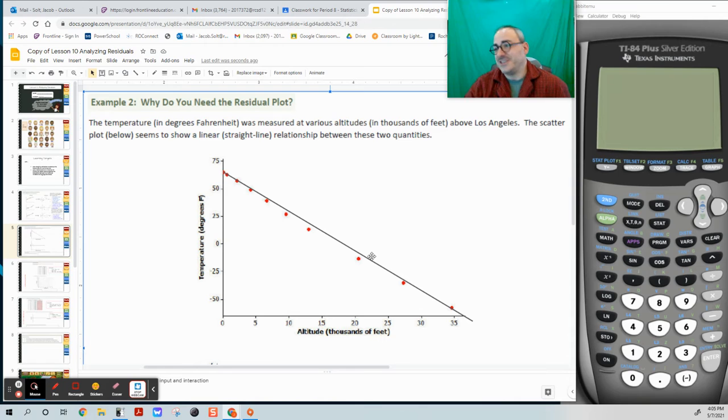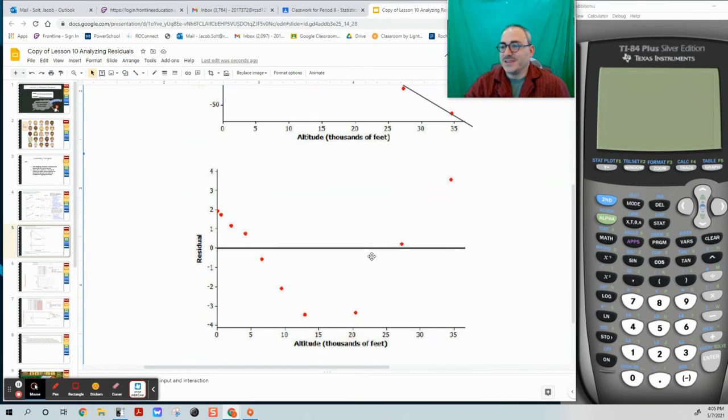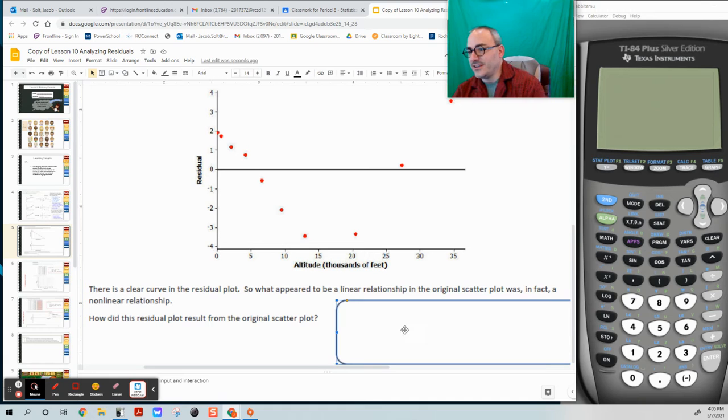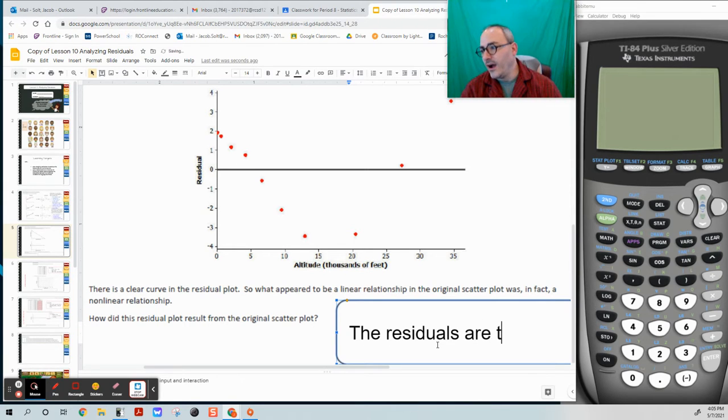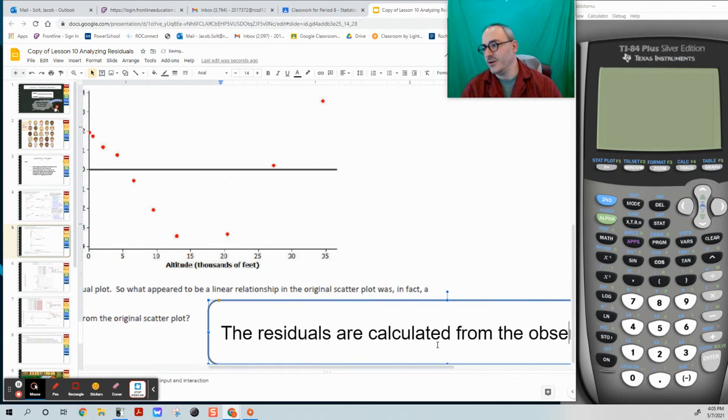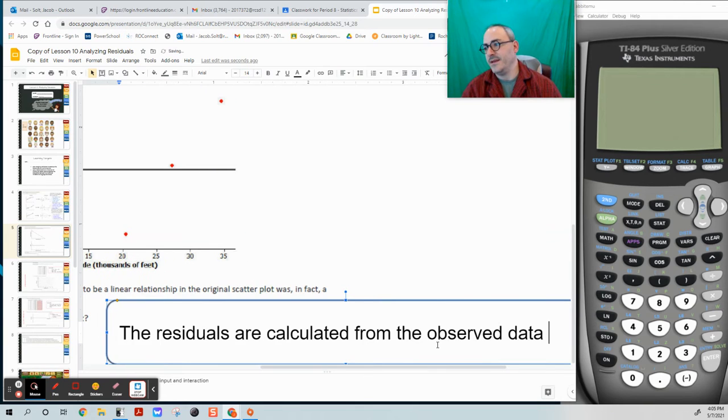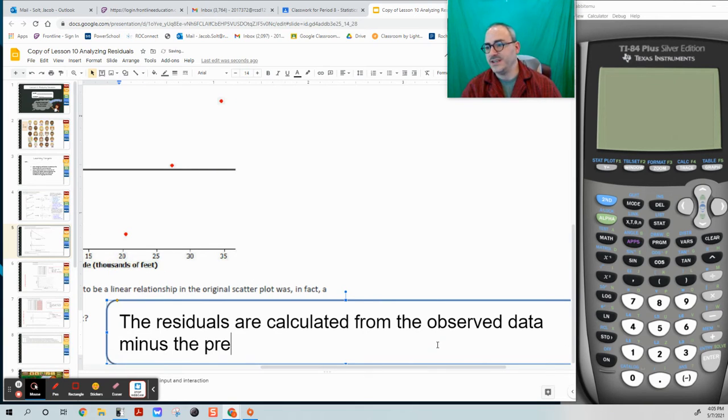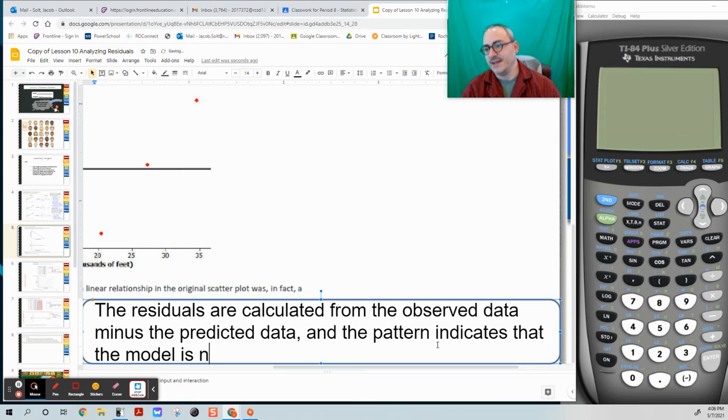Now, when it's obvious and you can just look at the scatter plot and see a shape, that's wonderful. But sometimes it's not obvious. You need a residual plot to really know what's going on. So the question is, how did this residual plot result from the original scatter plot? The residuals are calculated from the observed data minus the predicted data, and the pattern indicates that the model is, in capital letters, not appropriate.